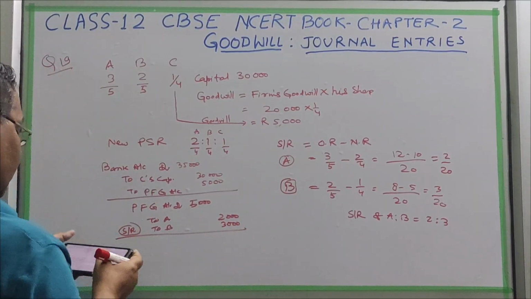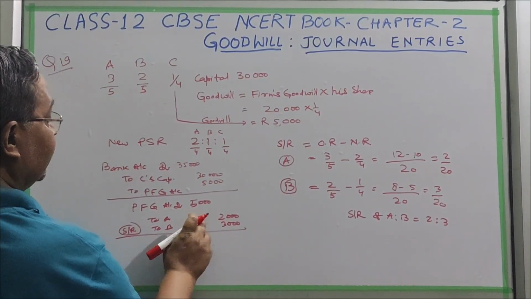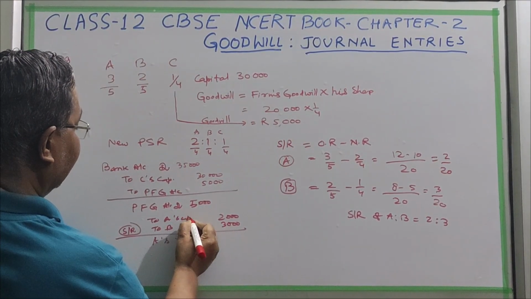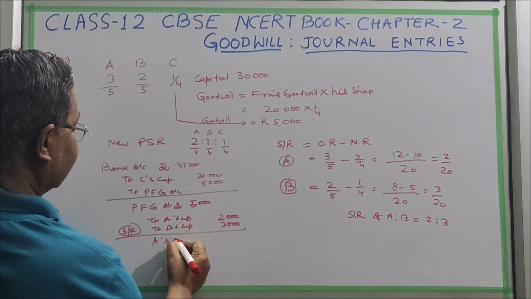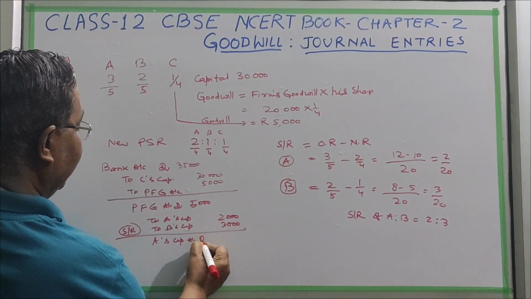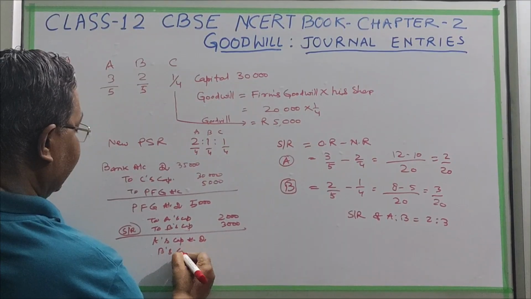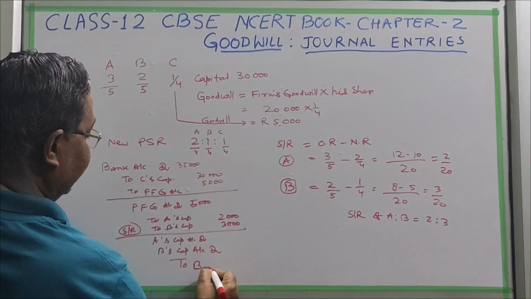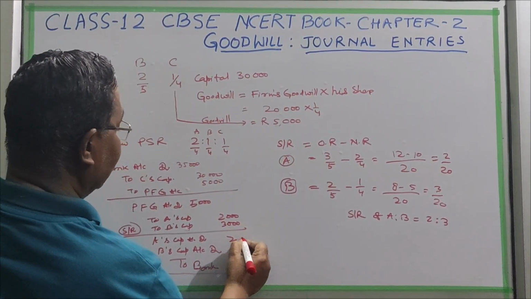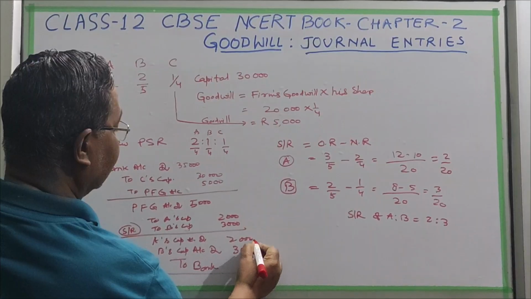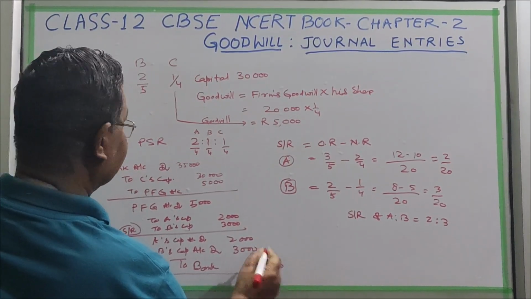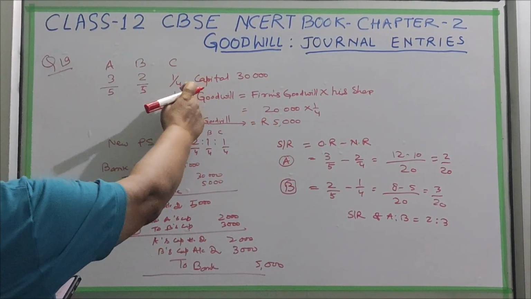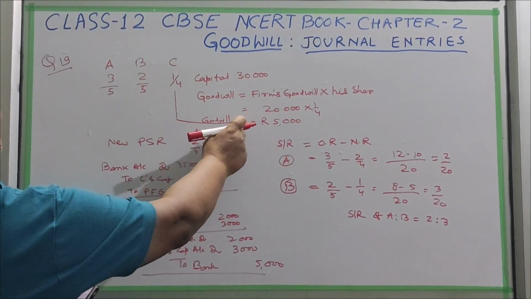Now the question says that they withdraw their share of goodwill, meaning they are withdrawing this amount. So A's capital account debit, B's capital account debit to bank account, meaning money is withdrawn, and we will write that the whole money is withdrawn. Okay, 5,000. So this is your journal entry as per sacrifice, how the goodwill is divided, and how his share is calculated when the firm's goodwill is given.